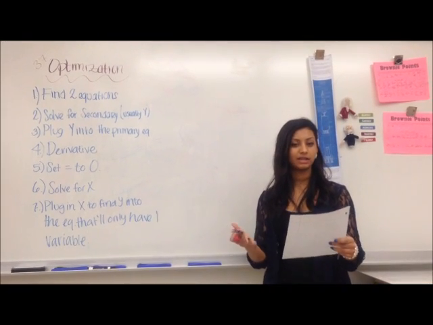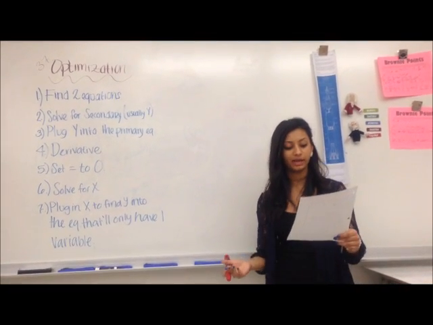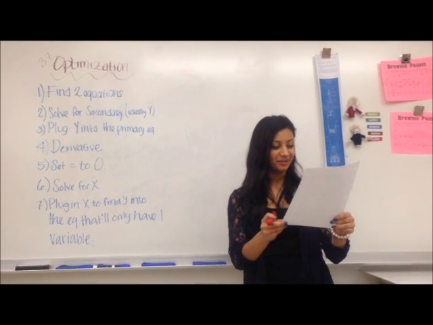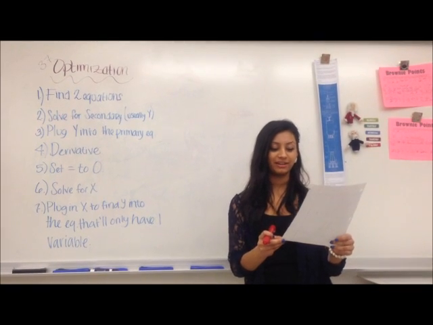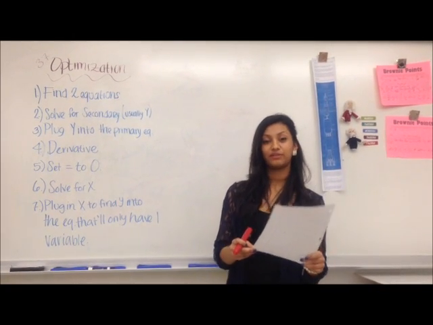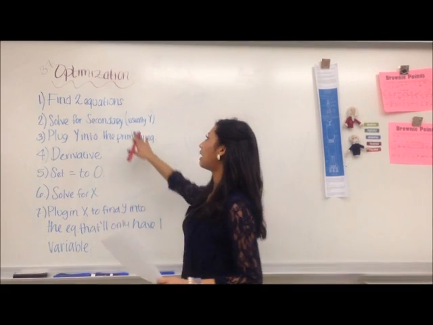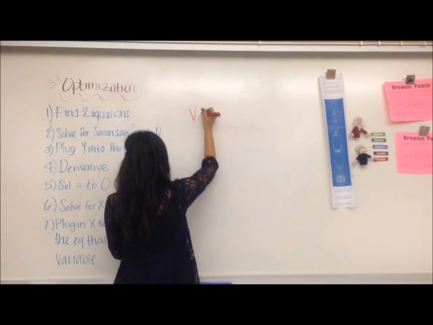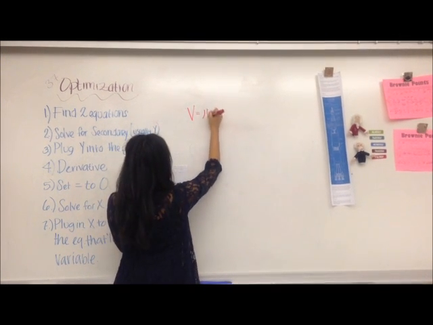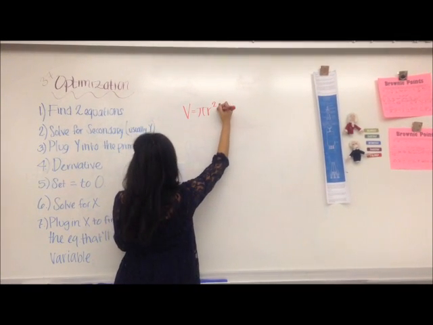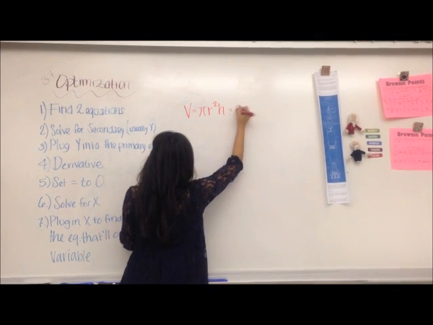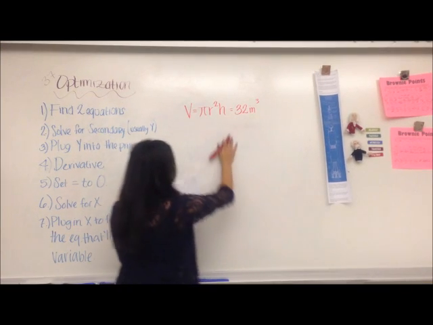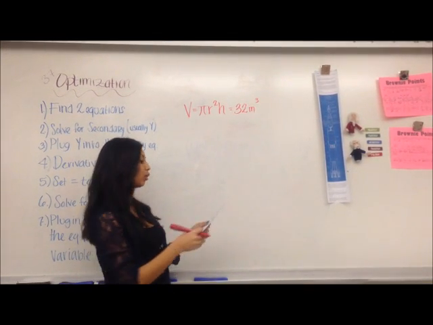Okay, so let's take a specific problem. Sammy is making fruit punch from a frozen can that holds 32 inches cubed of material. So we want to find the minimum surface area of the can. So we could use optimization for this problem. So let's begin with the equation v equals pi r squared h and make that equal to 32 inches cubed, which was the amount given that the can can hold.